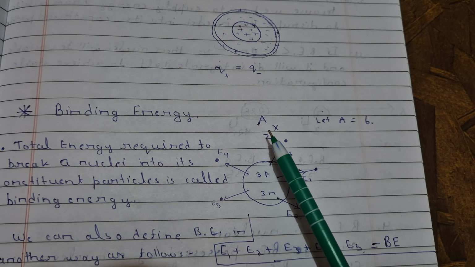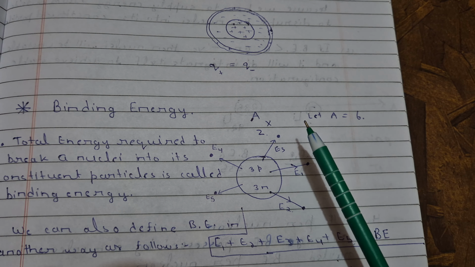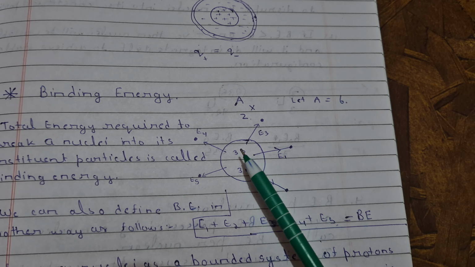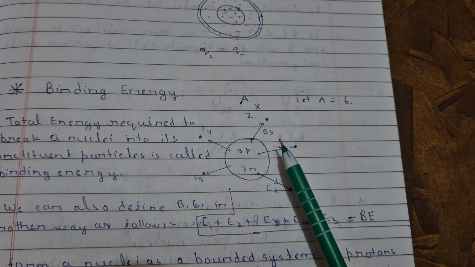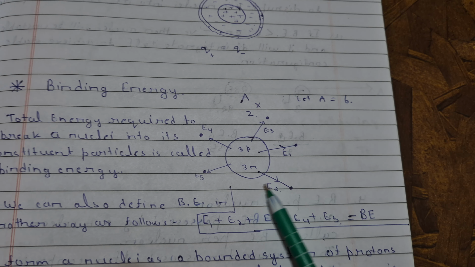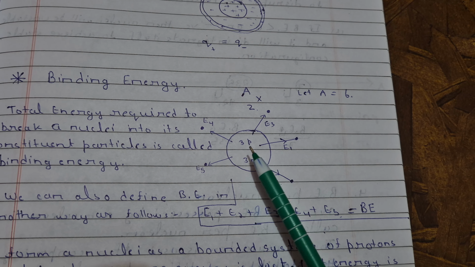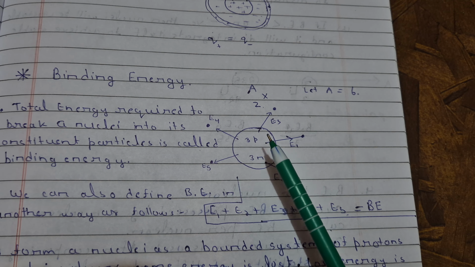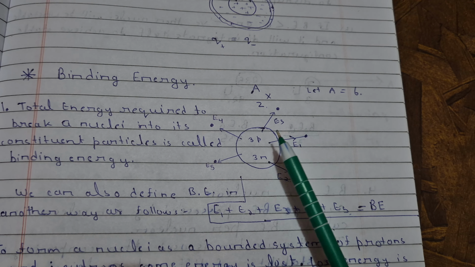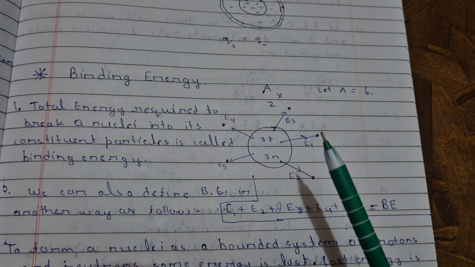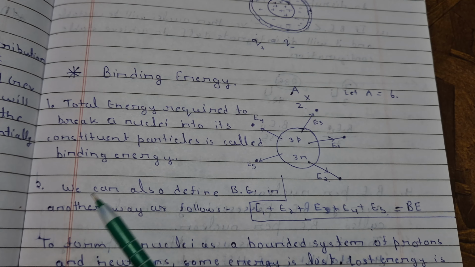Like you can take this example. This is atom X, and it has mass number A and Z protons. If A is 6, then there will be 3 protons and 3 neutrons. So there will be energy E1 required to release the first nucleon, then for the second one E2, for the third E3, and E4, E5. Then there will be only one remaining. That's how you can break this whole nucleus into its constituent particles. The sum of all this energy is called the binding energy. So the total energy required to break a nucleus into its constituent particles is called the binding energy.